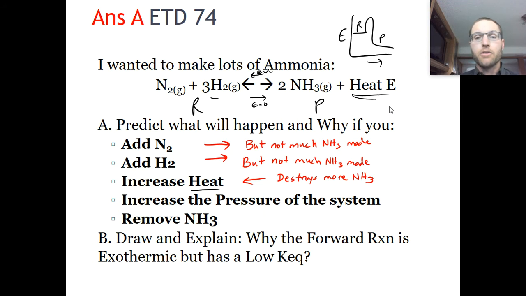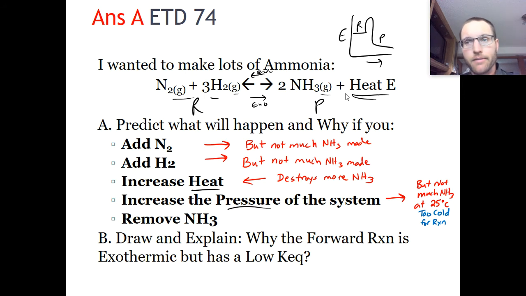So what if we increase the pressure of the system? Well, that'll favor whichever side has less particles. And we can see this side has, well, there's one there and there's three there. That's 4 particles. And this only has 2 particles of gas. So that's going to, once again, shift to make more ammonia because it has less particles. But here's the problem. It's not going to make much ammonia at room temperature, 25 degrees Celsius, because it's too cold for the reaction. But if you heat it up, you'll destroy ammonia. So doesn't really work, right?